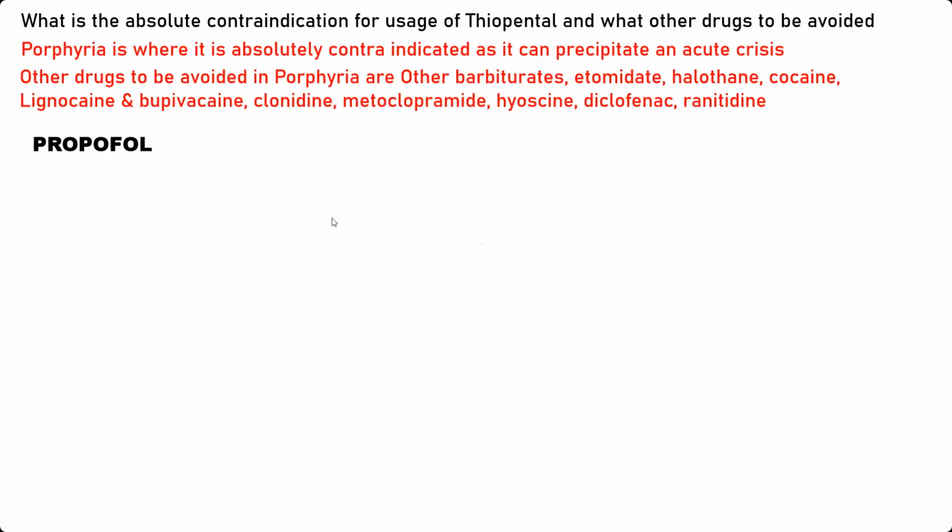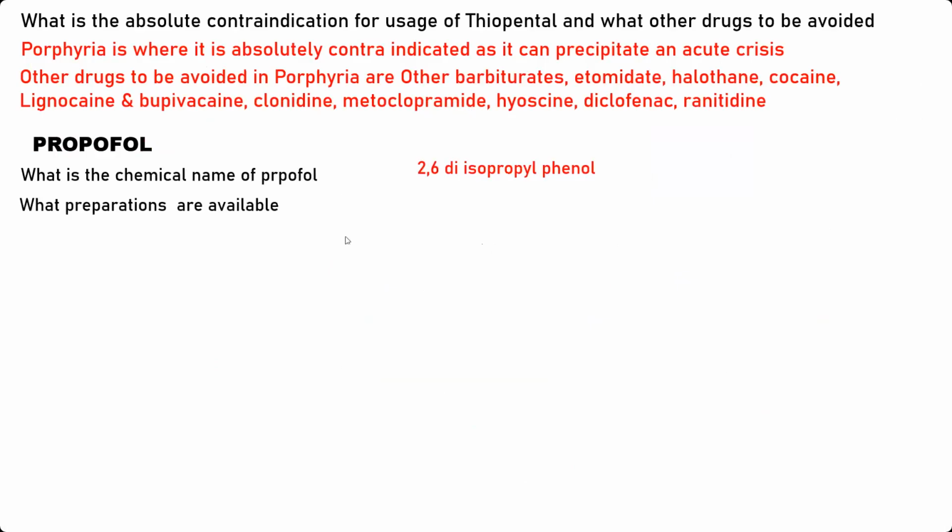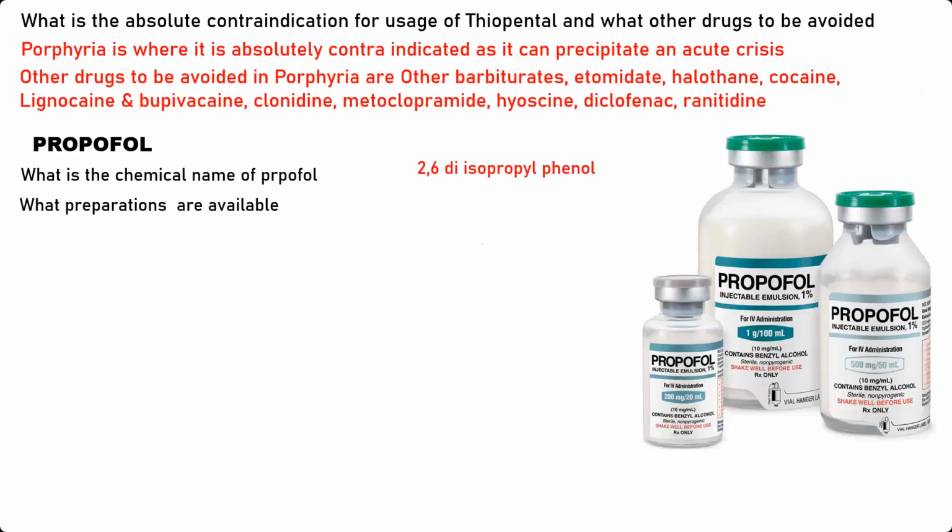Now the next common agent that is used every day is propofol. What is the chemical name of propofol? 2,6-diisopropylphenol is the name of the drug. What preparations are available? Lipid emulsions. How many vials? 10 ml, 20 ml, 50 ml. Also 100 ml vials are available. Okay, so you have three preparations. One is a 20 ml vial or ampule, which will contain a 1% solution, 10 milligram per ml, or it may be 50 ml vials, or it may be 100 ml vials. So three preparations are there.